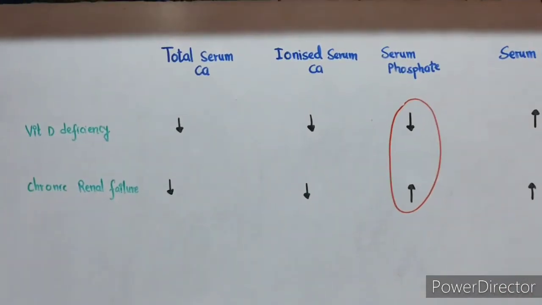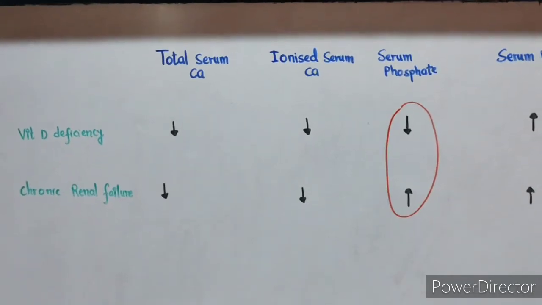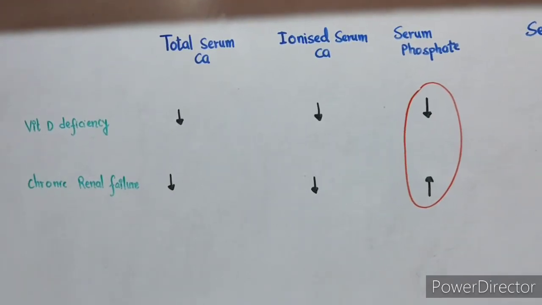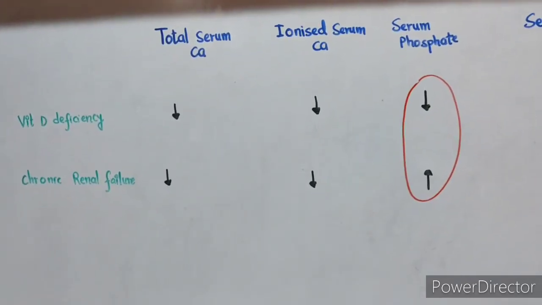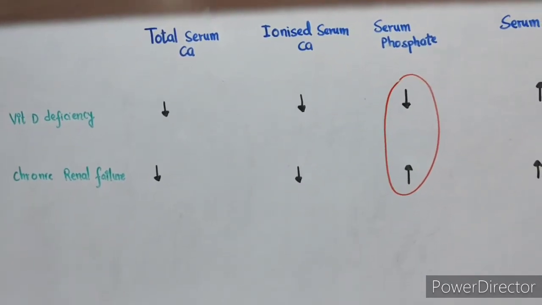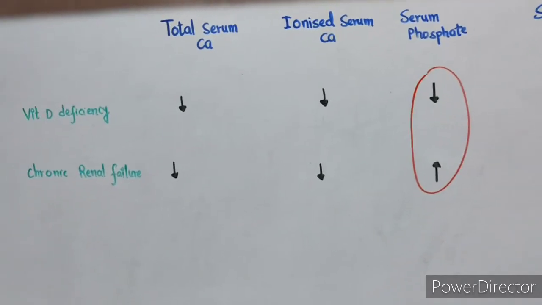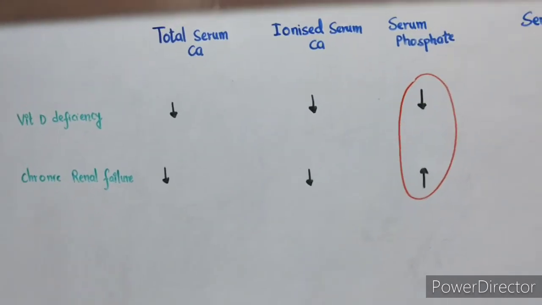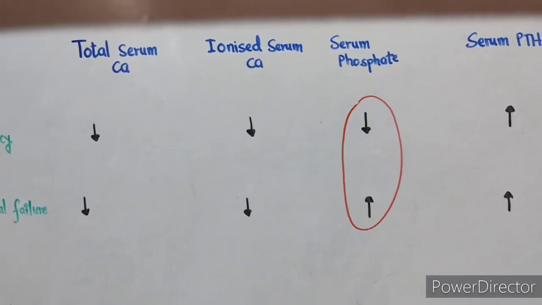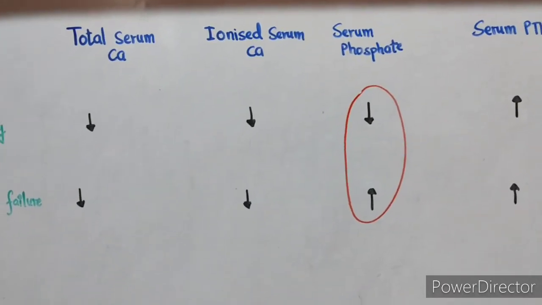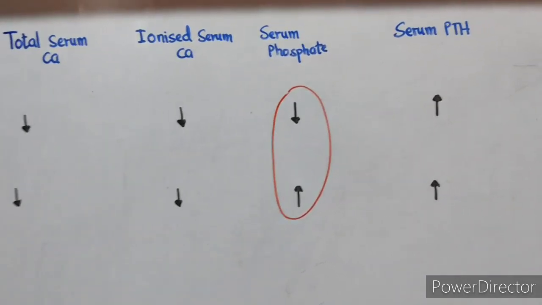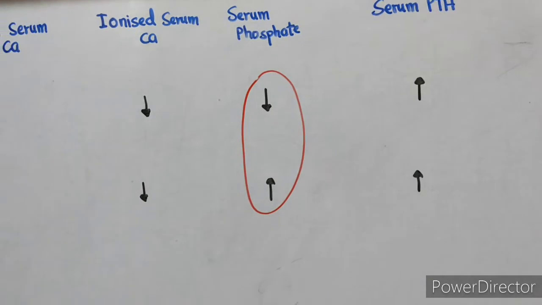Now let's compare vitamin D deficiency and chronic renal failure. In vitamin D deficiency, absorption of calcium and phosphate cannot take place through intestine, as well as reabsorption of calcium and reabsorption of phosphate cannot take place through kidneys. And resorption of bone also does not take place due to lack of vitamin D. Due to this effect, total serum calcium, ionized serum calcium and serum phosphate, all three decrease. Because of decreased ionized serum calcium, because of negative feedback effect on parathyroid hormone, serum parathyroid hormone will increase.